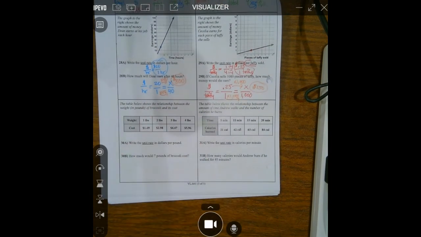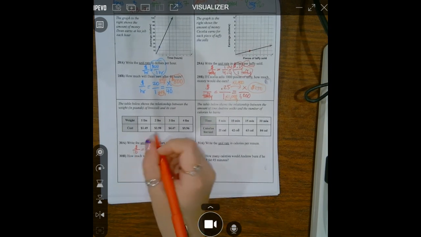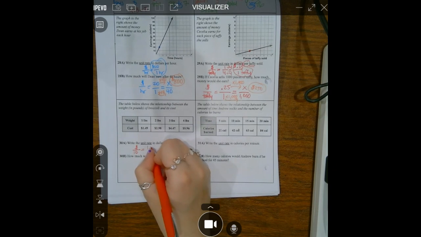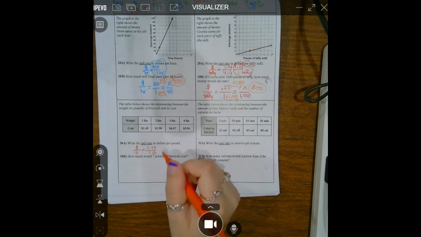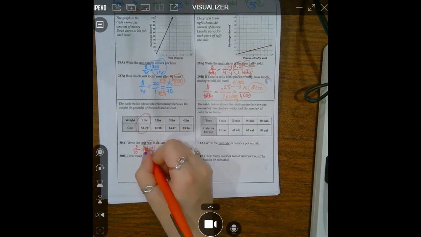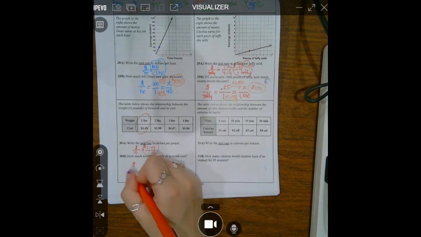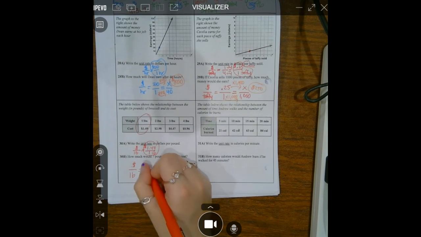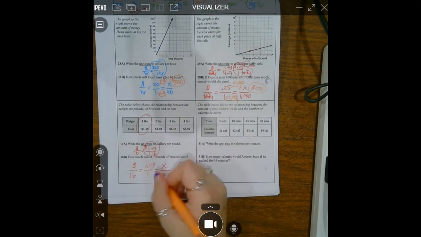Okay, next one. It says write the unit rate in dollars per pound. Okay. So what number should I put on top? The one for the money, right? And which one is that? This right here. So it's $1.49 for 1 pound. I don't even actually have to do anything to solve for it. It literally gave me the unit rate. Done. Then it's saying how much would 7 pounds of broccoli cost? Okay, well, we're doing dollars per pound. So use the fact that it's $1.49 for 1 to then figure out how much it's going to be for 7 pounds.